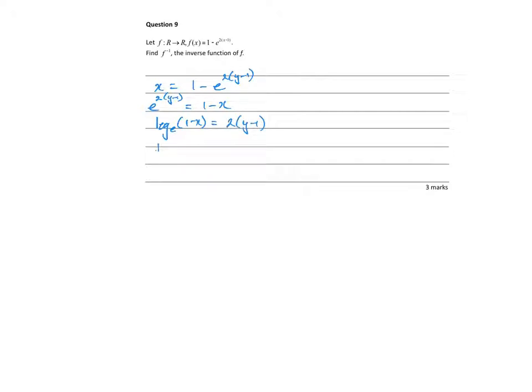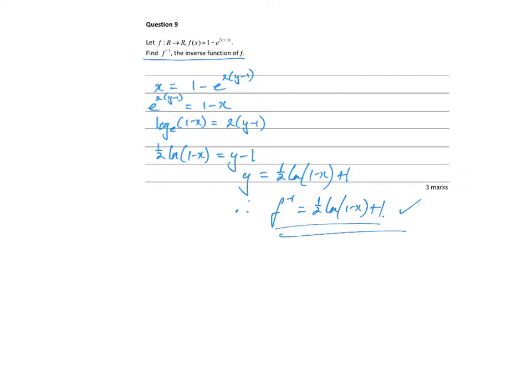So that's a half. All right, natural log of 1 minus x is equal to y minus 1. y is equal to a half natural log 1 minus x plus 1. So it's not y, it's f inverse. So f inverse is equal to a half natural log 1 minus x plus 1. Find the inverse, nothing about domain and range, so we're done.